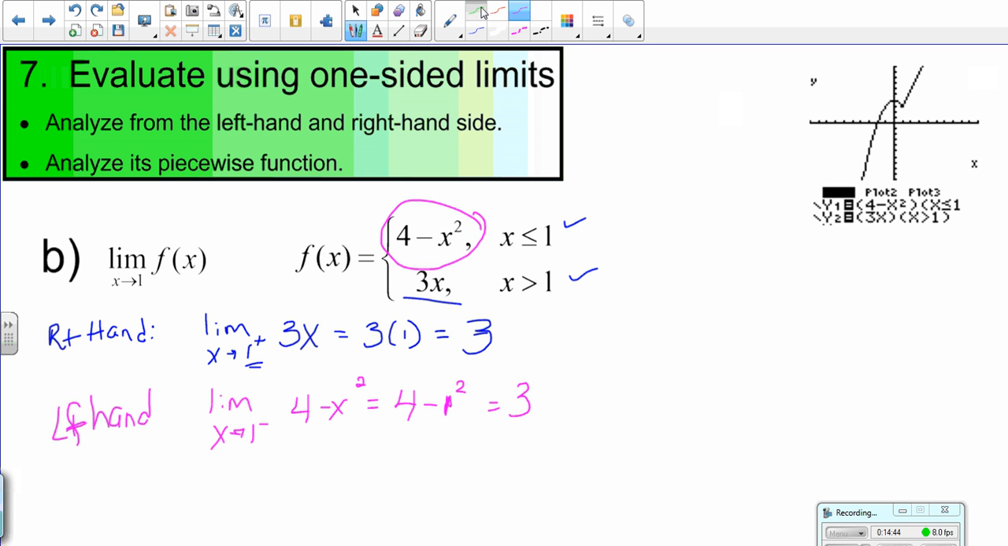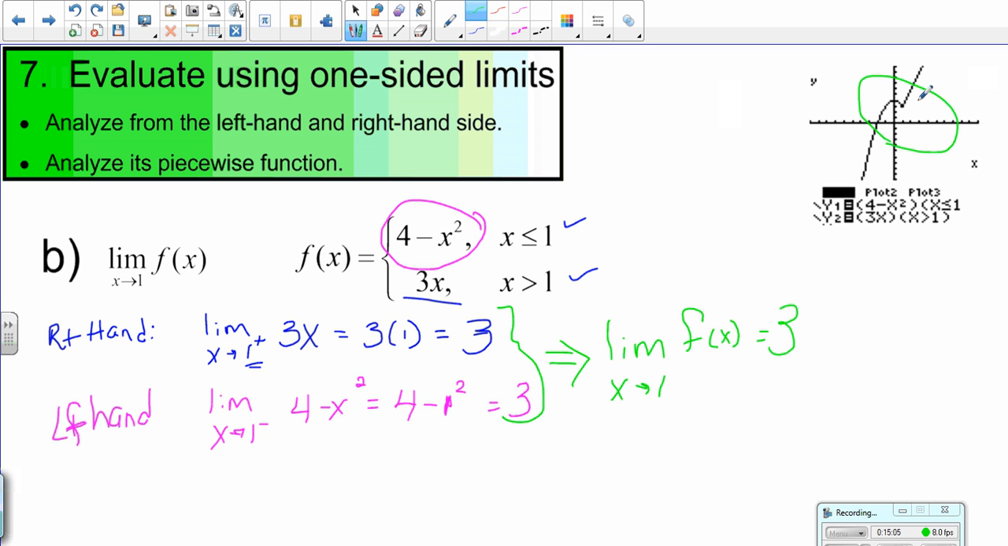This is lovely. Notice how the left hand and the right hand agree. So when I pull this information together, I get the limit as x approaches 1 of the function f of x to be 3 and 3, left and right agree, therefore a limit exists. It's 3. Here's the picture. Quadratic coming into it, linear leaving it. They match up at that value of 3.